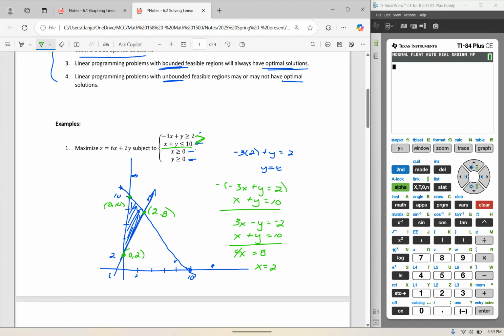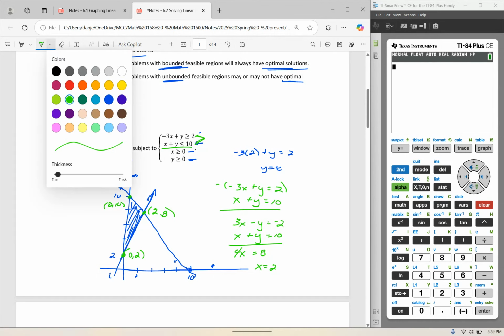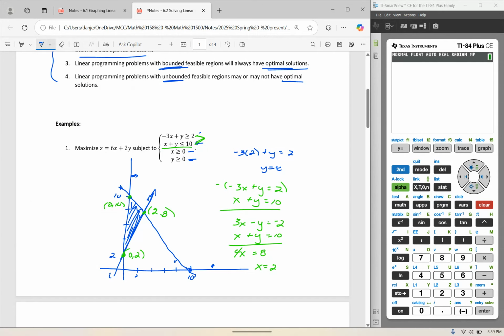We did this in our previous video. We found the corner points. The direction here is to maximize z. So we want to find the value of z at 0, 2, the value of z at 0, 10, and the value of z at 2, 8. What that means is we have 6 times an x value of 0 plus 2 times a y value of 2.